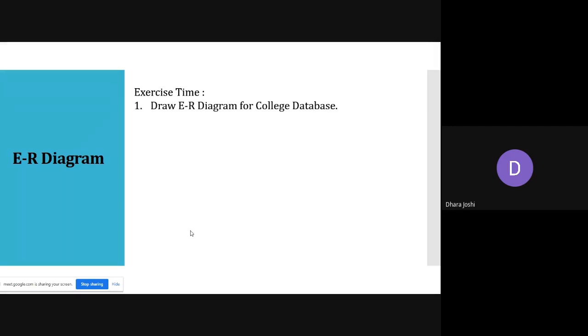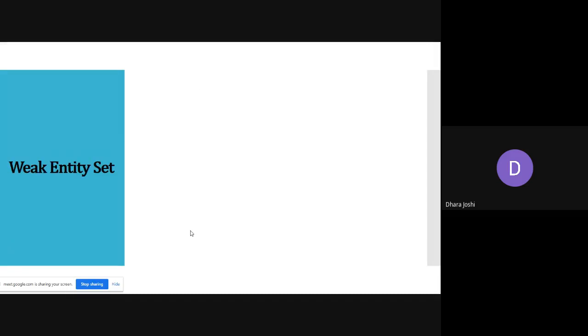Okay. In the last session, I gave you one task: draw an ER diagram for a college database. I hope everyone has done the same. One more thing we'll study, and after that we will have one more exercise, and this exercise we are doing together. Weak entity set.